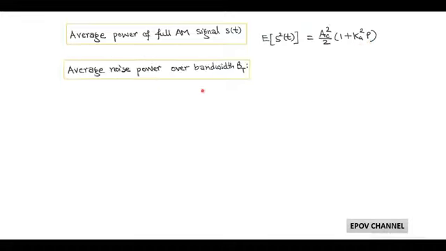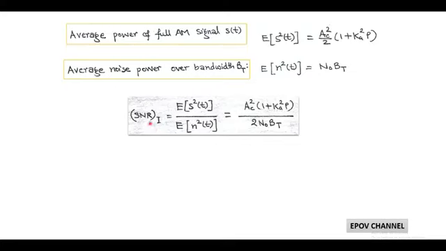Also, the average noise power over transmission bandwidth can be determined using expectation of n²(t), which is equal to N0 into BT, where BT is called transmission bandwidth and N0 is called average noise power per unit bandwidth. Now the input or pre-detection SNR is equal to expectation of s²(t) upon expectation of n²(t), and it is equal to Ac²(1 + Ka² P) upon 2 N0 BT.